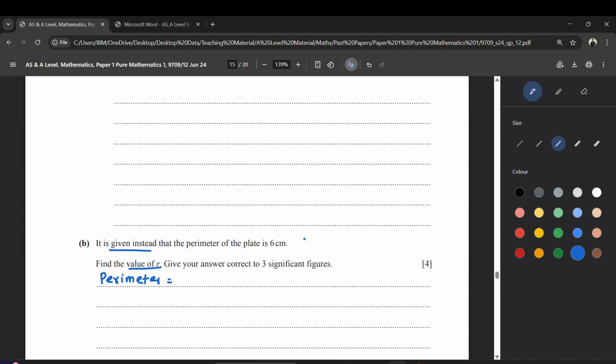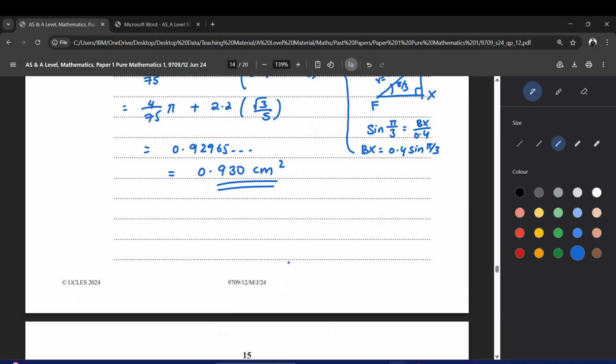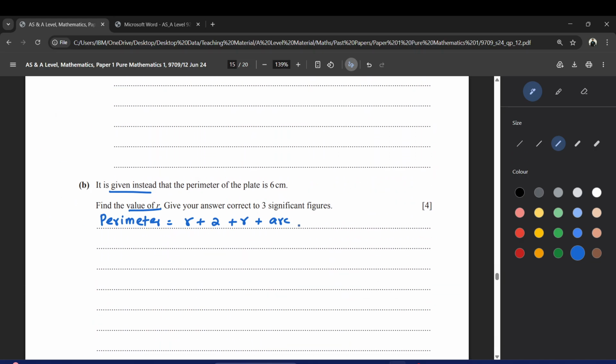At least not to make the working complicated, I write it in this way, that starting from A, again we have R, then 2, then R, and then after that we had arc DE, was it? Yes, then we have arc DE, then I'll just write EF and then arc AF. Okay, so arc DE plus EF, and then we have arc AF. Okay, then this perimeter is equal to 6, which is given to you.